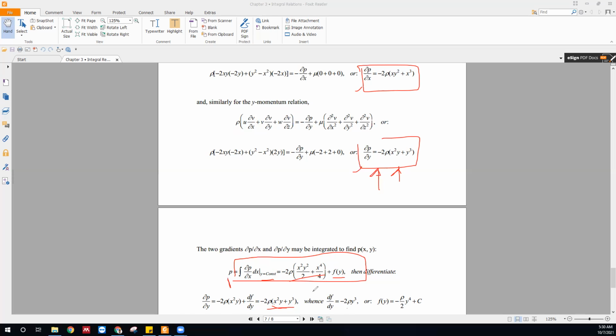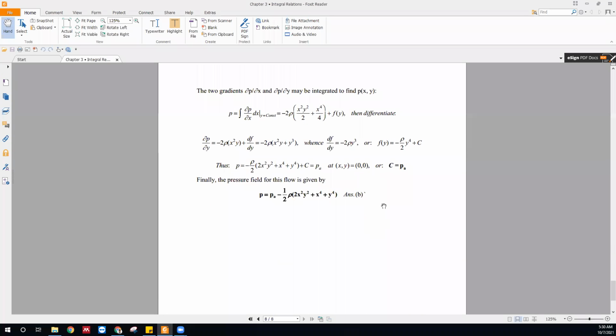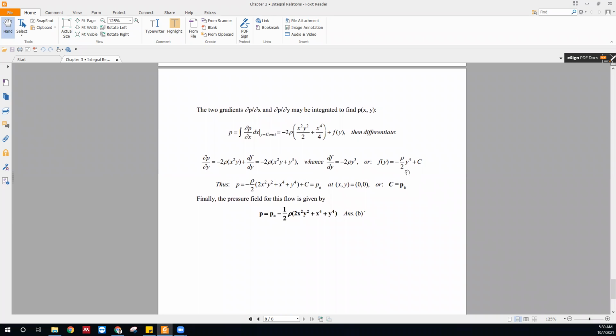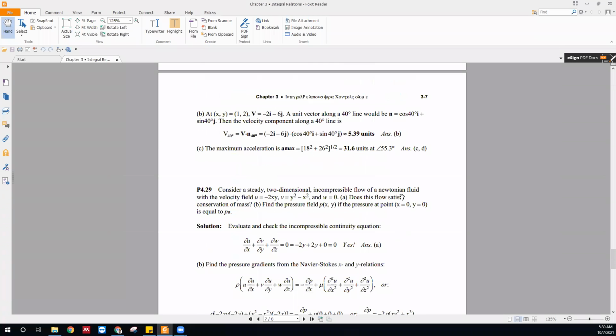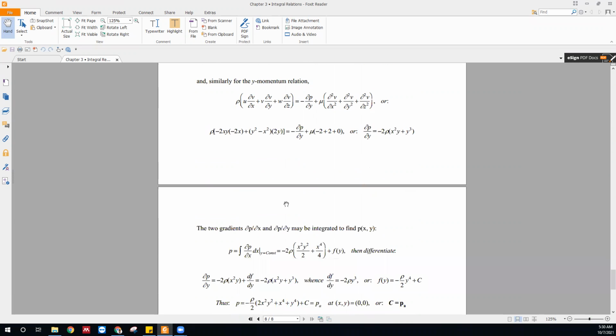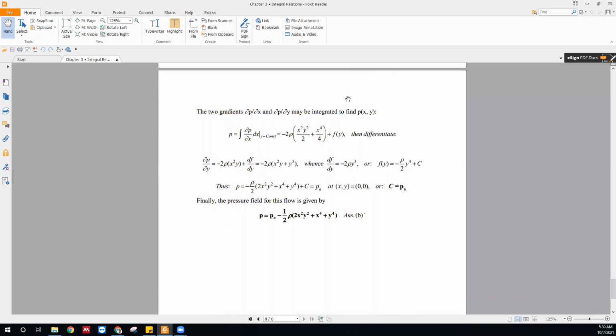So we integrate it, and we get f of y equals minus rho by 2 y to the power 4 plus c. So c is the constant, basically. So we need to now find the value of c. To find c, we had another condition: at x equals 0, y equals 0, the pressure is PA. So we'll put this condition here now.